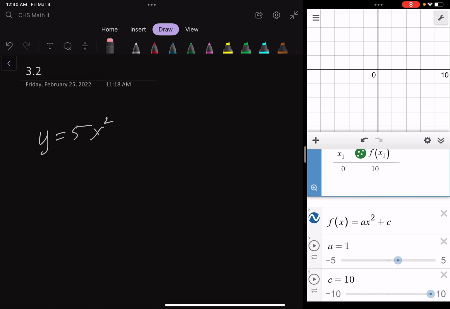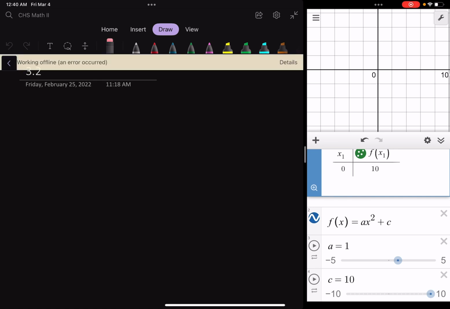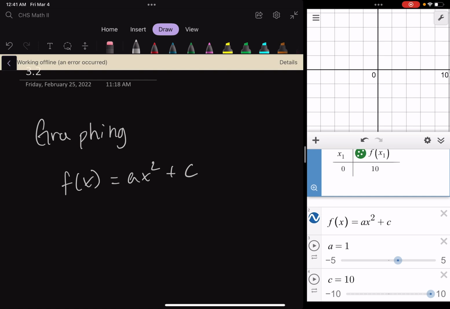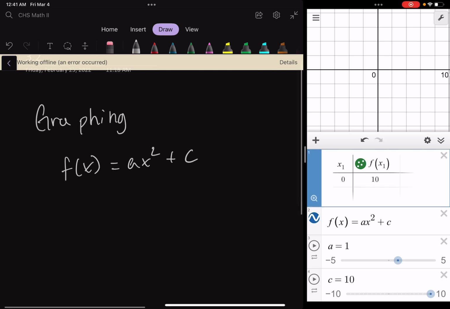So if we had to write notes for today, we're going to write that, we'll call this graphing f of x equals ax squared plus c. So this c is going to control the y-intercept. Okay.